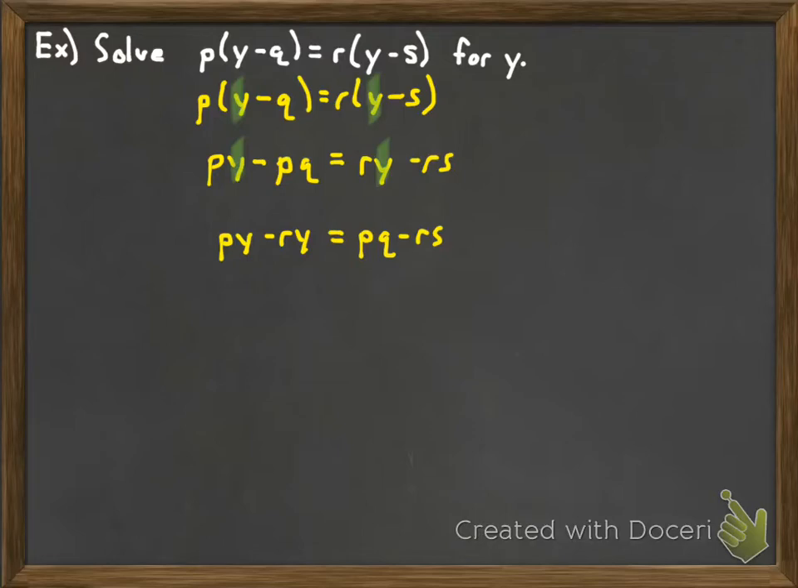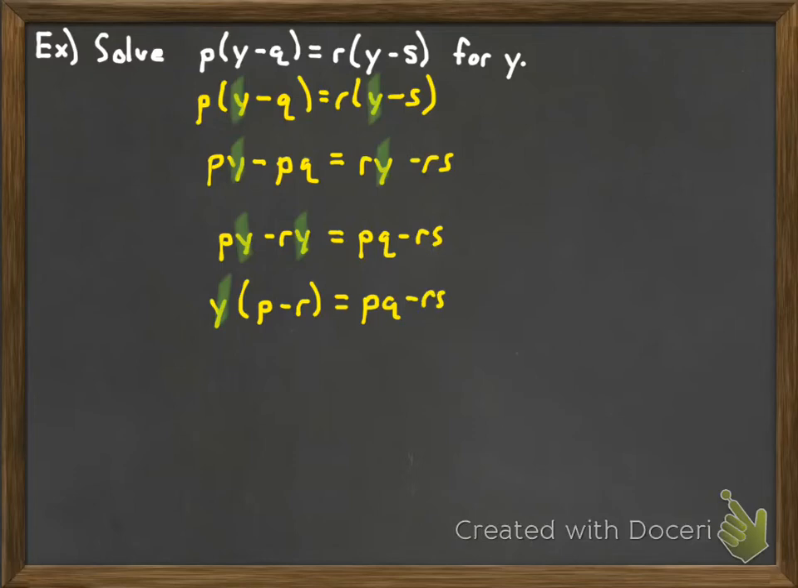Okay, and then do you remember what to do from the previous problem? Hopefully you're saying that we have a y as a common factor for these two terms over here, and we're going to factor that y out of there to get down to a single y. All right, so factor a y out of the left side of the equation. That'll leave you with y times p minus r equals pq minus rs.